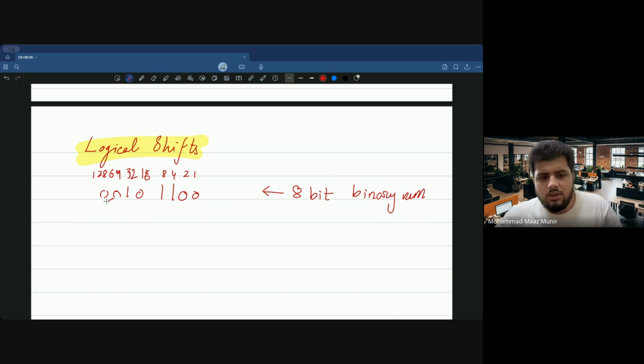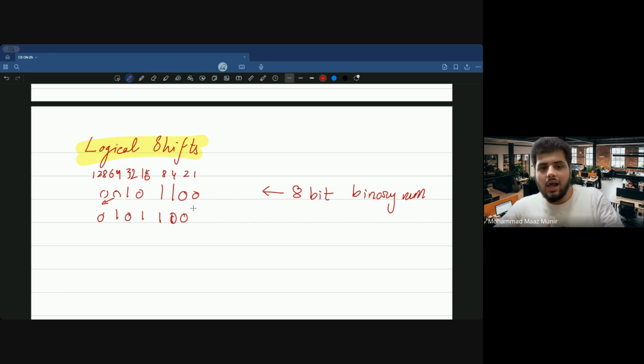Okay, this zero is going to take the 128 place. This one will come under the 64th element. This zero will come under the 32 element. This one will come under the 16. The next will come under the 8. The 0 will come under the 4. And then the 1 is going to take the 2's place. Okay. Now, there is a question.